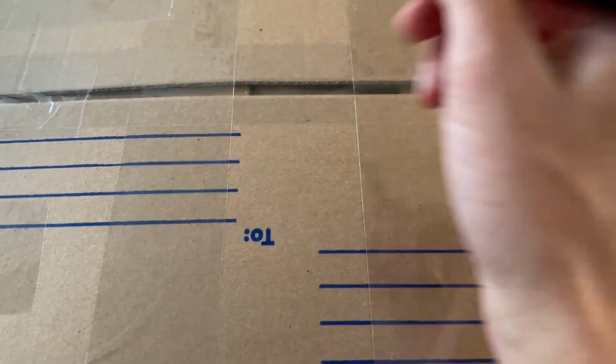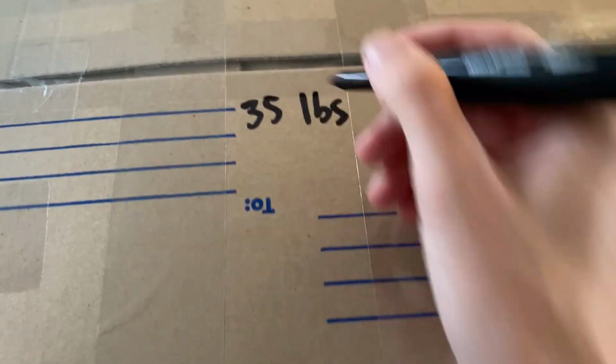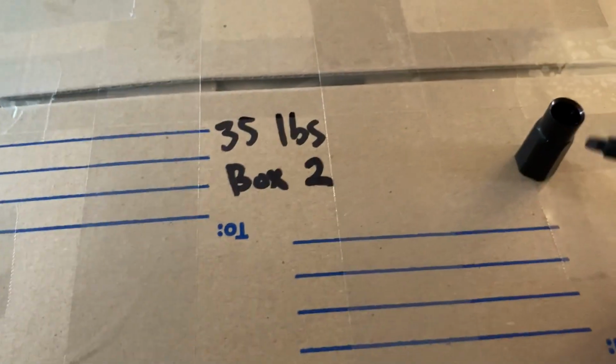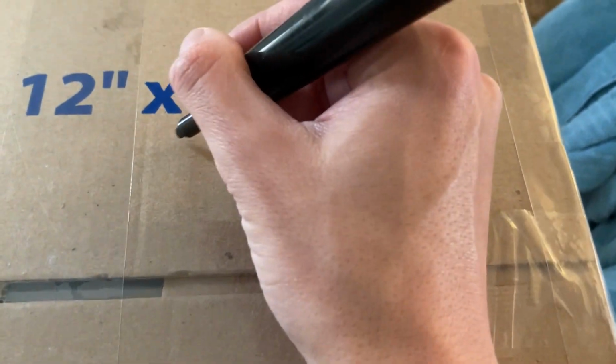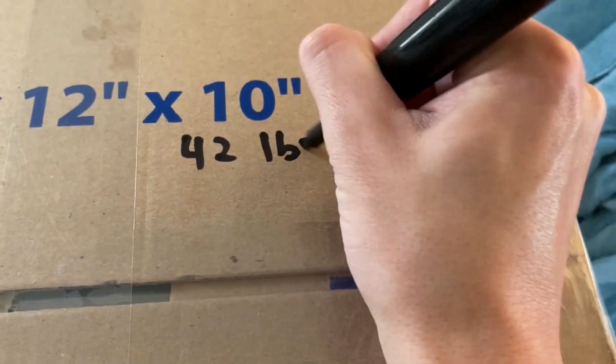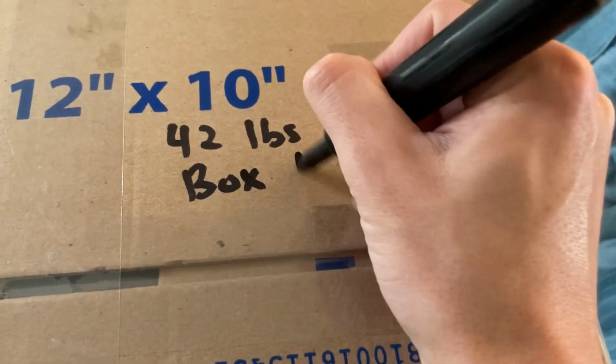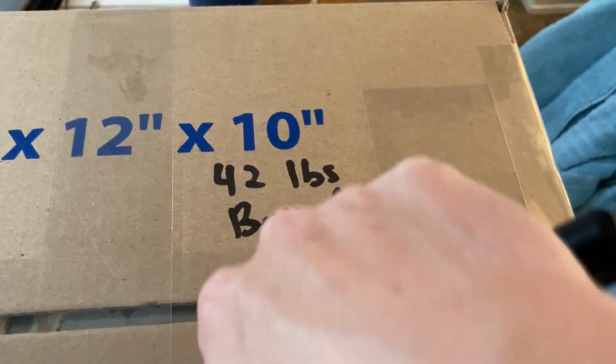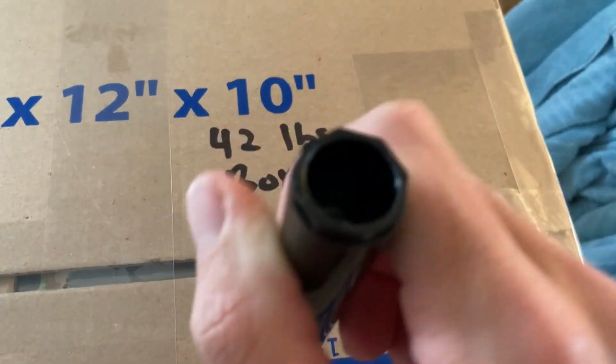Box number 2 looks like it's 35 pounds, so I'm going to go ahead and just write that right here, 35 pounds. Okay, and this is going to be box 2, and let's go and do box 1. Box number 1 is 42 pounds, so this is definitely the heaviest of the two, so I'm going to go and write 42 pounds. And this is gonna be my box number 1. And the reason why I'm labeling each box is because when I get a shipping label, basically I have to put the correct shipping label on each box.